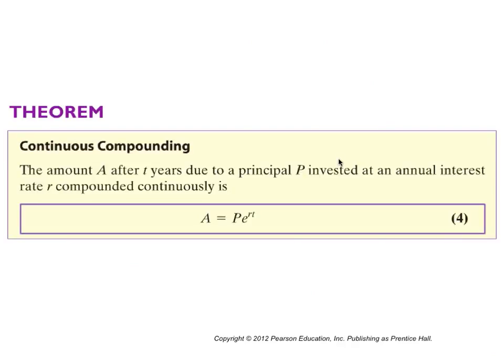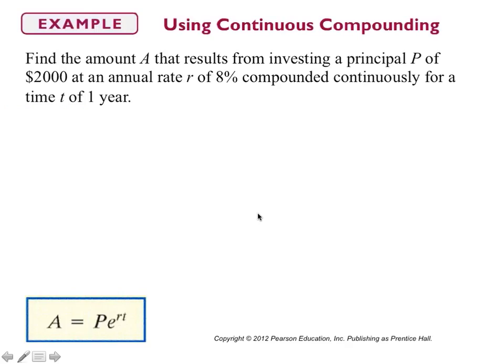Okay, we have one other type of compounding, which is continuous compounding. So the amount A after t years due at principal P, all same stuff, at an annual interest rate of r is going to be compounded continuously. Then we have this formula here, where the amount is equal to the principal times e to the r times t power. So let's take a look at an example of actually using this.